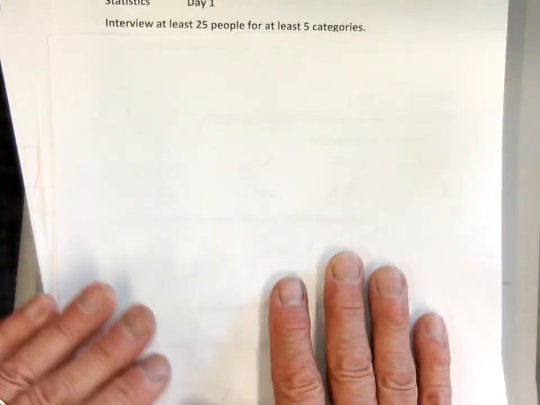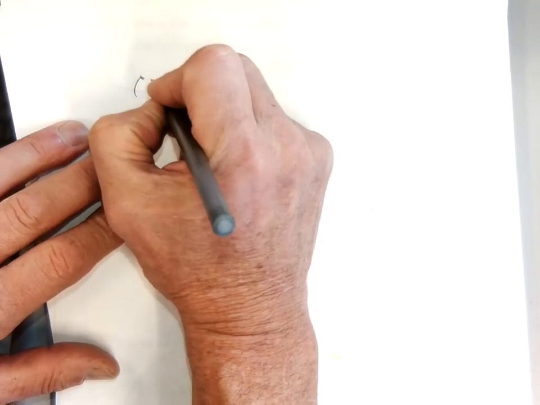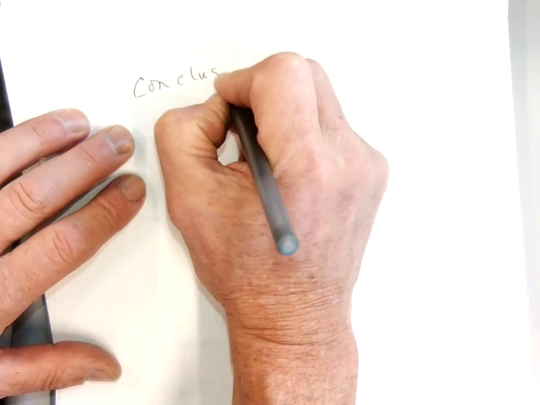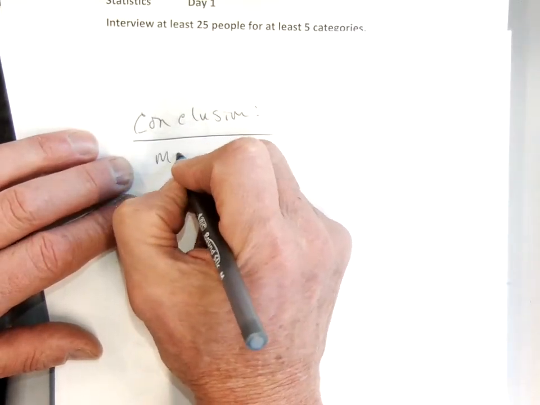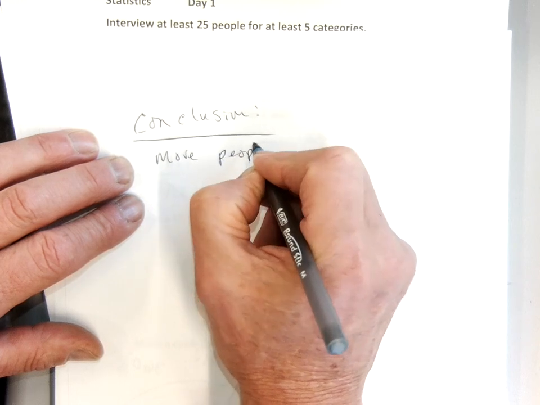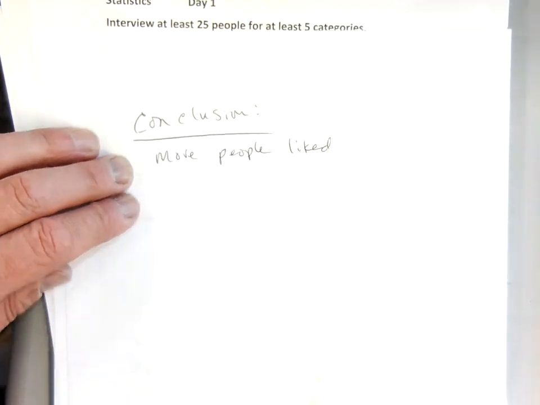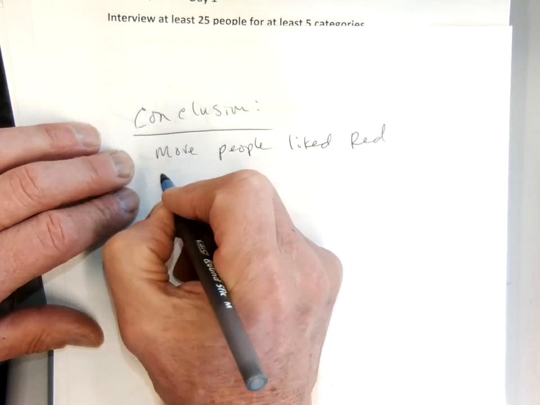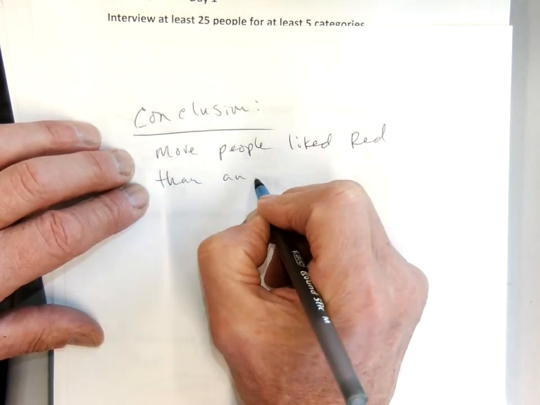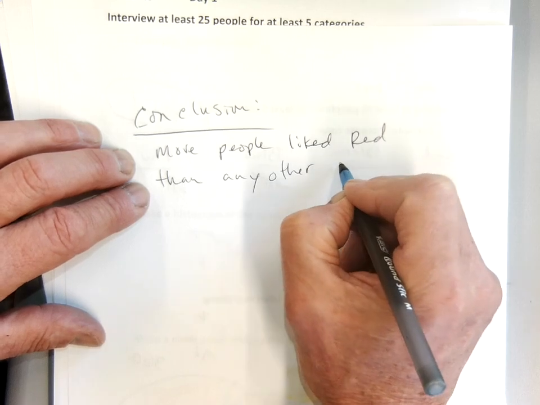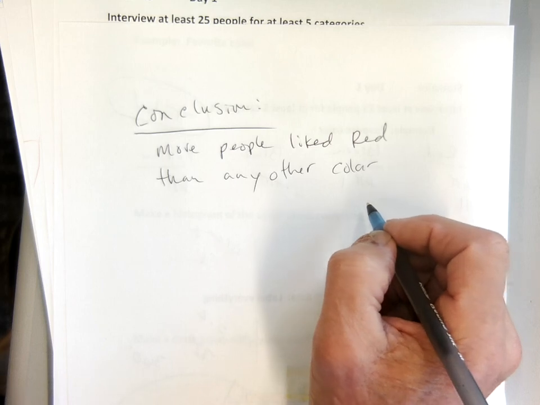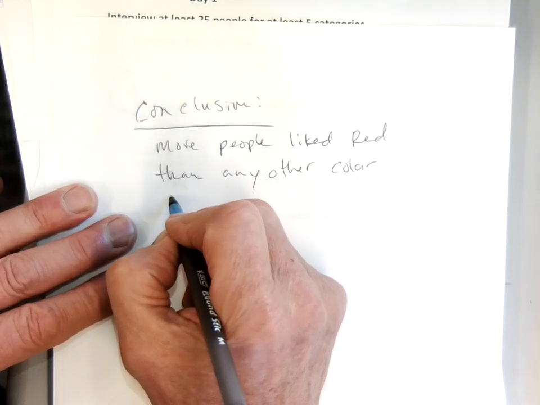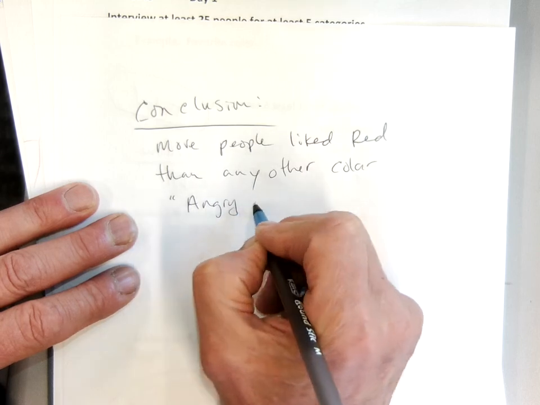Now, finally, the conclusion. What's my conclusion? And you have to tell me your conclusion. My conclusion is this: I would say that more people liked red than any other color. And maybe I think it's because they're angry people, or maybe they're in love. I don't know. What do you think? Because I'm interviewing angry people. That's my conclusion, right? Am I right?